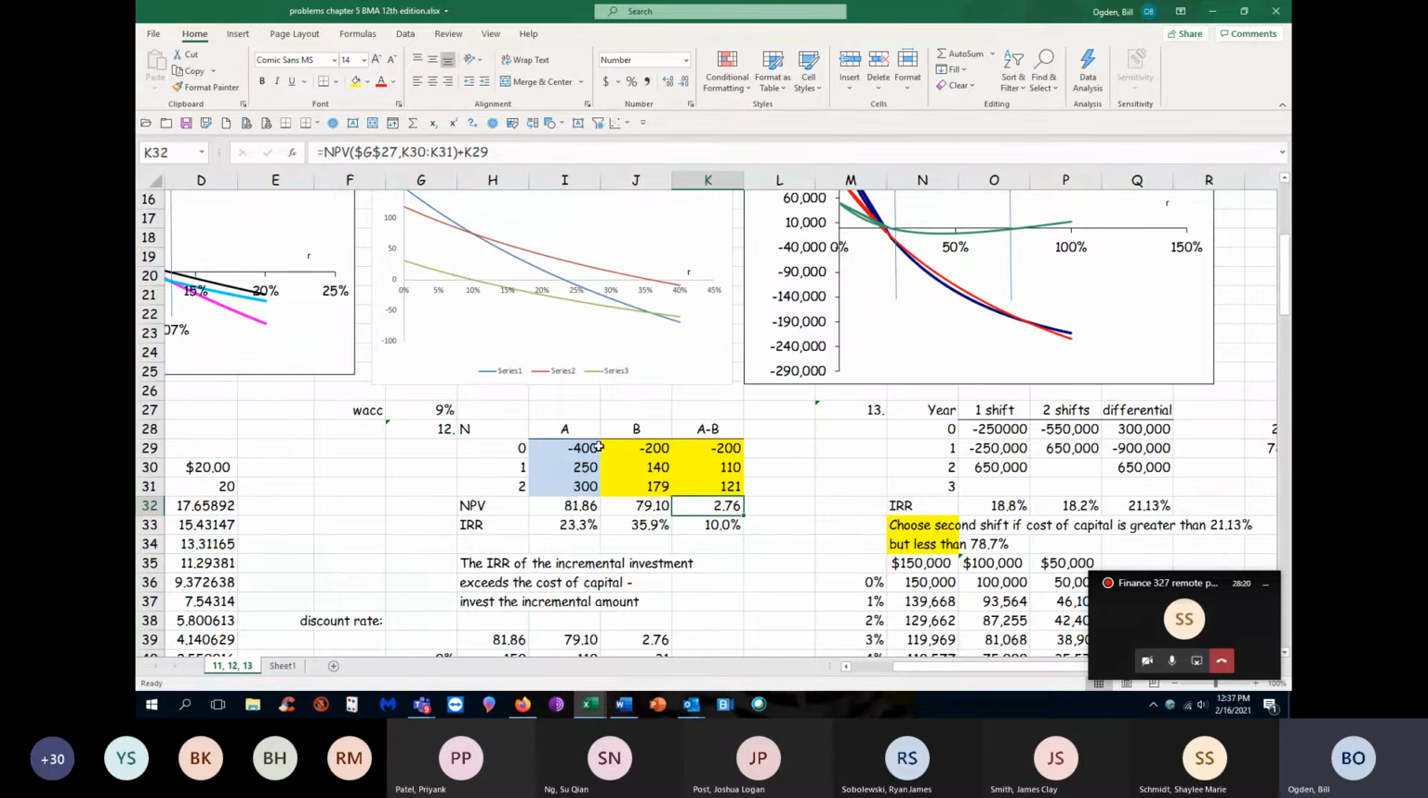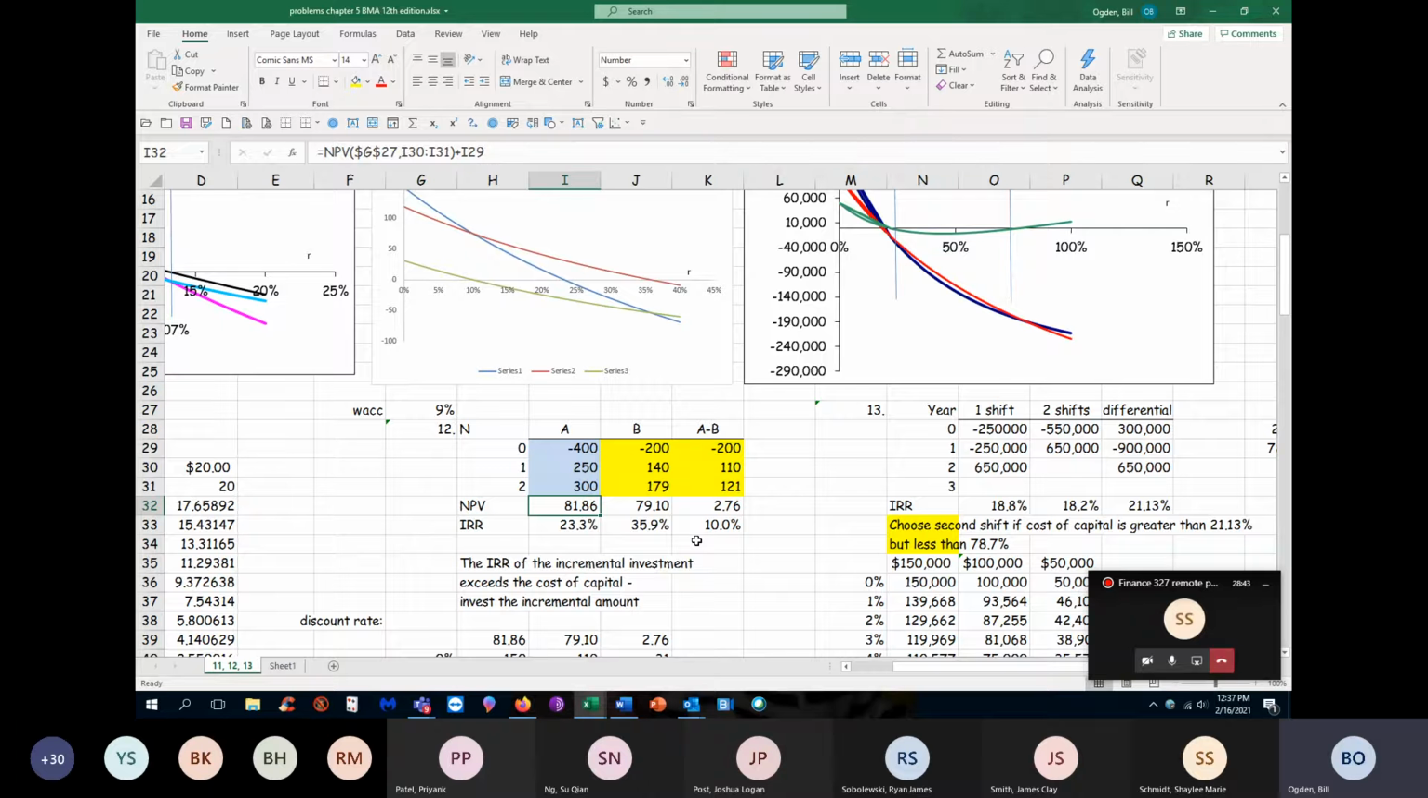Okay, and then we're supposed to show that, again, you make the correct decision the first time, no questions asked, if you just simply do the NPV. And with a cost of capital of 9%, we show that the A project has the highest NPV.